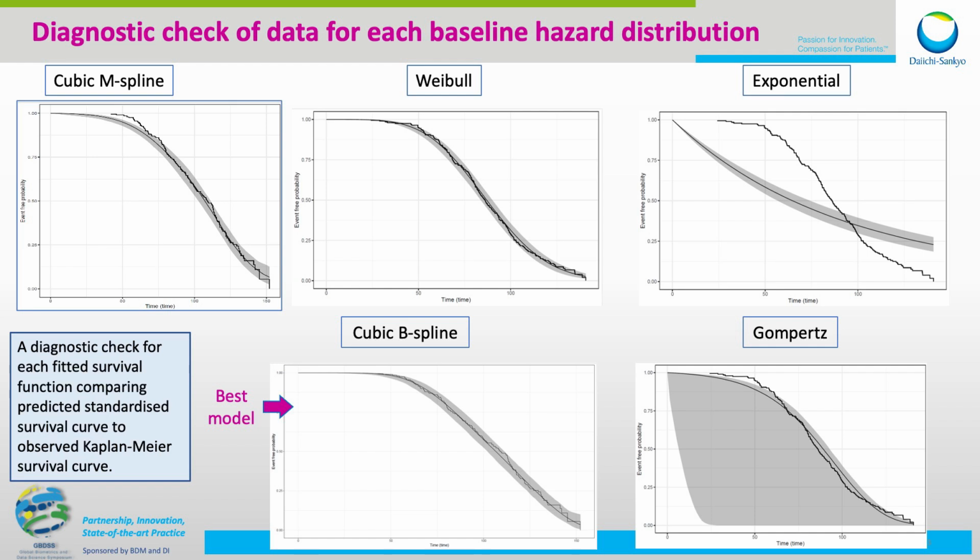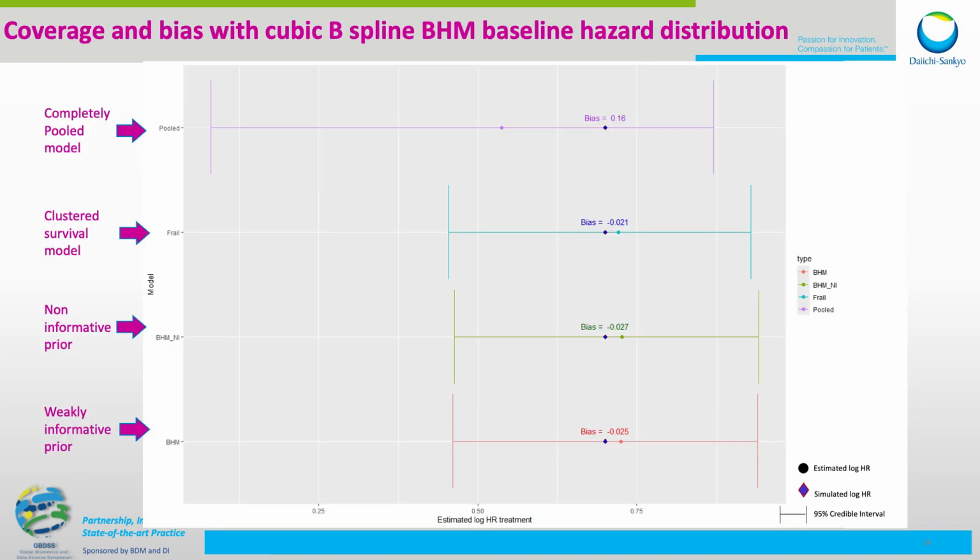Okay, so the first thing to do is: what baseline hazard distribution are we going to use for our BHM models? What actually fits our data the best? So that's the first thing to check. And for that, the cubic V-spline was actually the best fit. So we moved along with that for the BHM models.